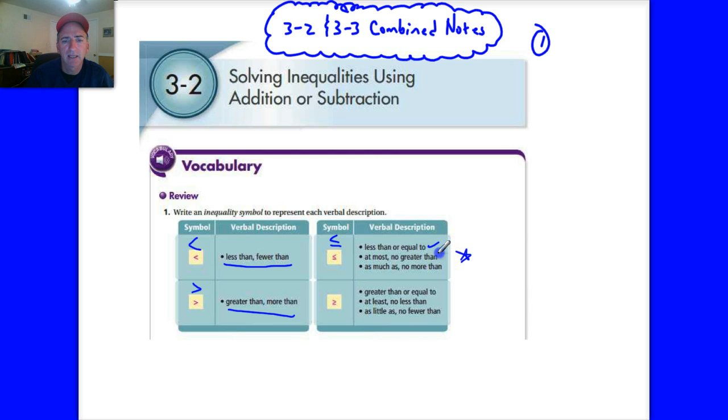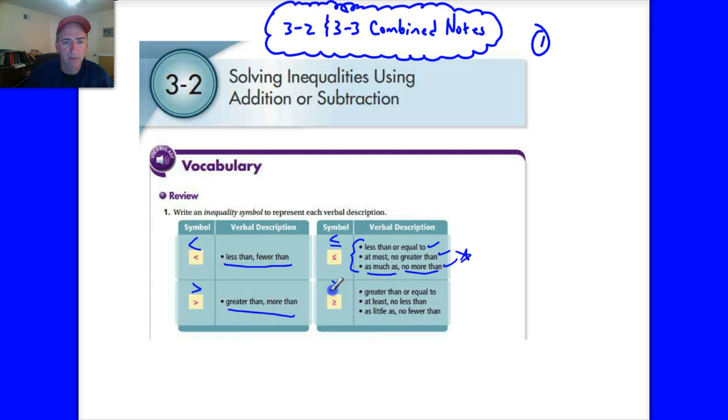Another way you can say that is at most. Let's say I have at most $10, that means I might have 9, I might have 8. I could have less, or I could have at most 10. I could actually have 10. The same phrasing with as much as or no more than. I have no more than 10. I could have less than 10. So the phrasing here, you're going to be expected to identify which of these symbols to use.